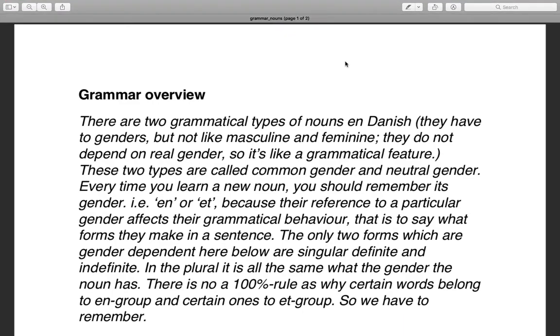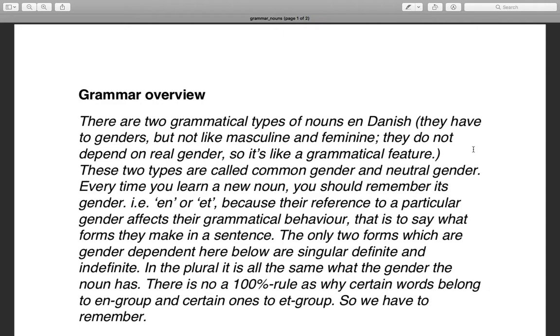In this video I'm going to tell you about the forms of Danish nouns: singular definite, singular indefinite, plural definite and indefinite forms, and how we make them. There are two grammatical types of nouns in Danish. They have two genders, if you can call it that, but it's not like a masculine and a feminine gender. The nouns which denote objects or phenomena have nothing to do with the real biological gender, for example. So I say it's a grammatical feature of a noun.